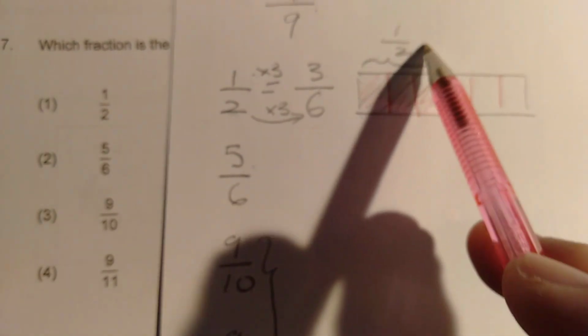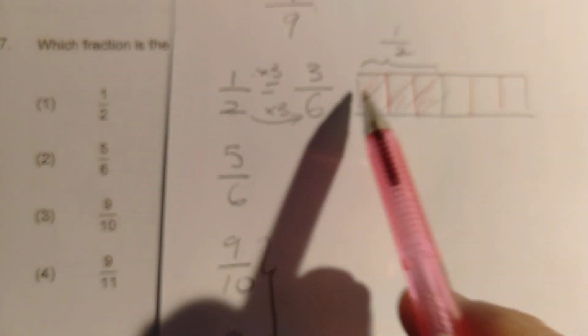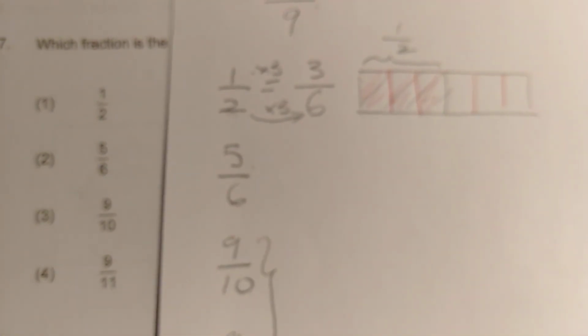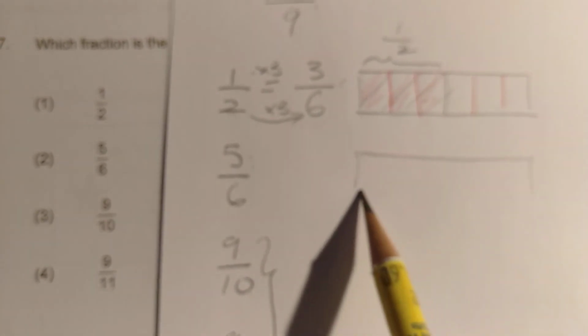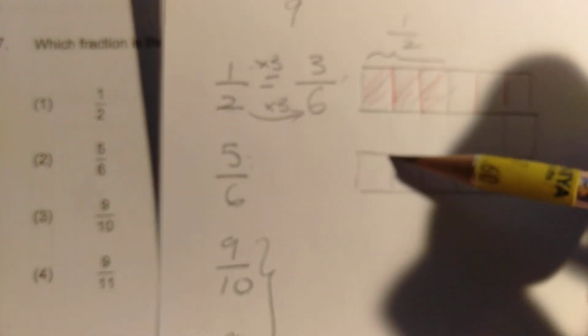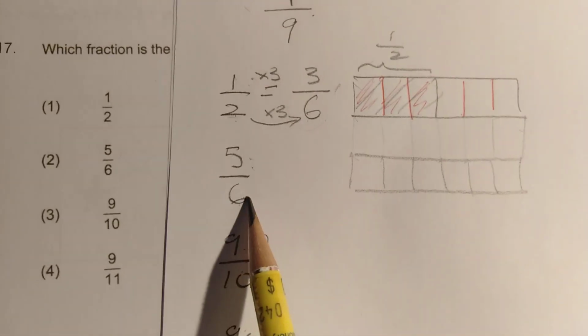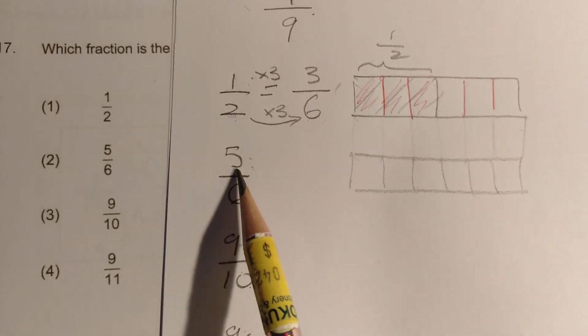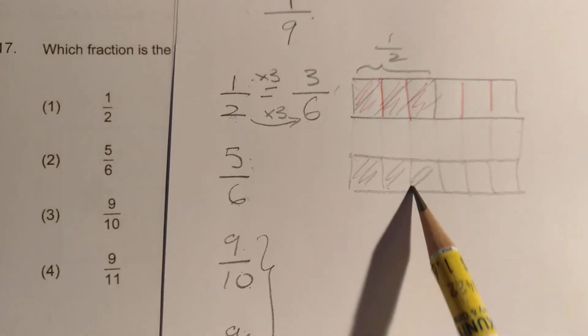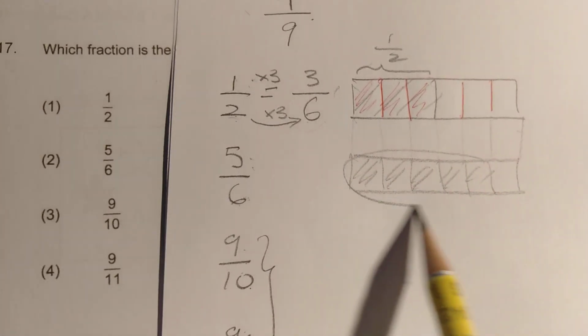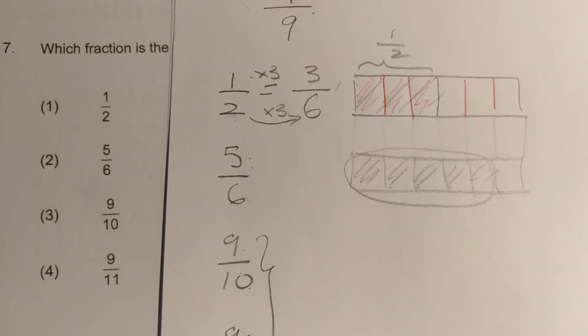You see, half is this part here. 3/6 is also this part. They are the same. And comparing this 3/6 to 5/6, now this is a very easy comparison. You can see now these are all cut to the same size. Out of this one whole, 5 of these are shaded. So of course this is the larger fraction.